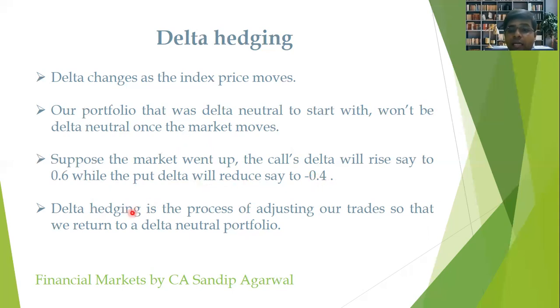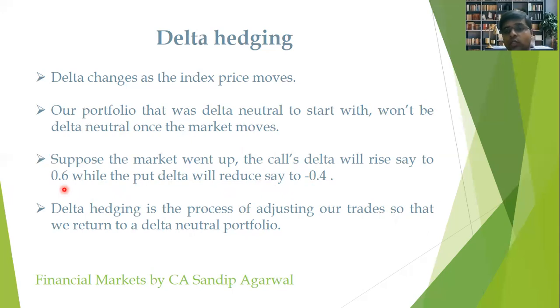Now, what do we mean by delta hedging? Delta hedging is basically the process of adjusting our trades so that we return to a delta neutral portfolio. How will the adjustment be made in this case? Either we shift the put option to a strike which has a delta of minus 0.6. In this case, the delta will again become 0, that is 0.6 minus 0.6, or we move the call option strike to a strike which has a delta of 0.4.